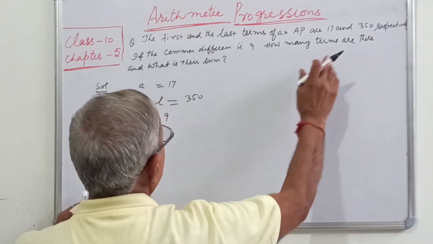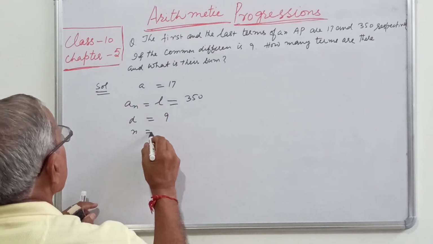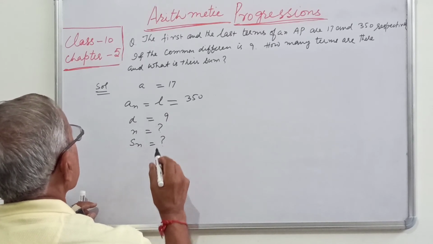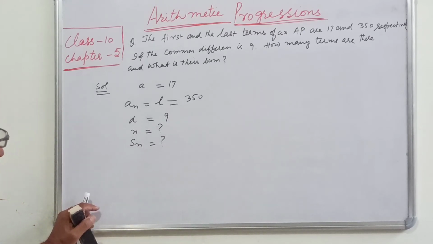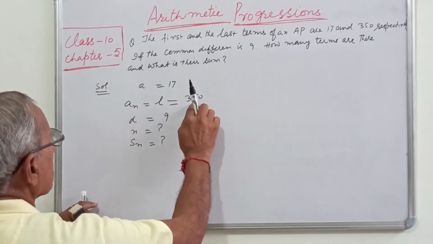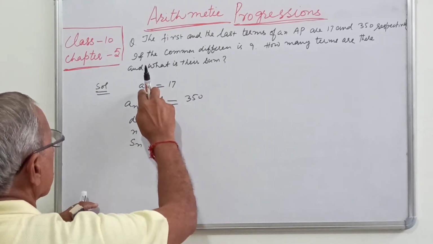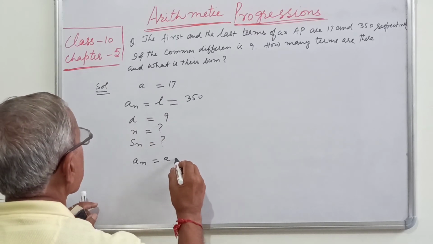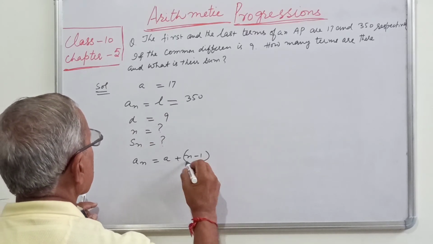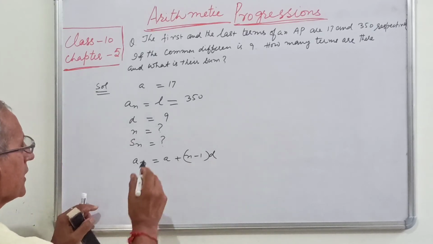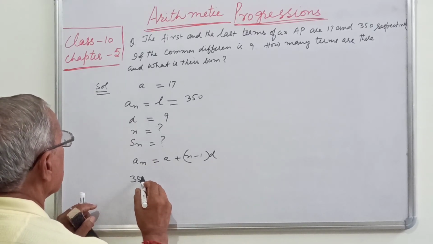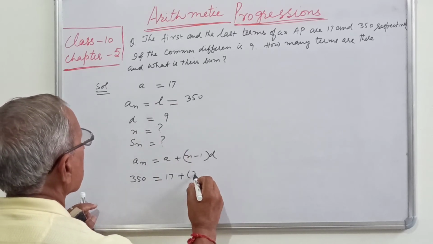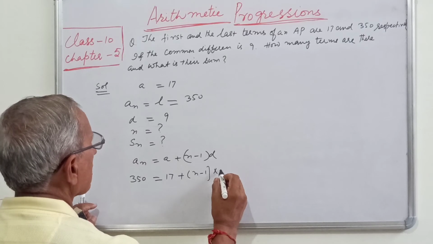So how many terms are there? So we have to find the value of N and next is find SN. ये दो पार्ट हमें इसमें निकालने हैं. So AN given is 350, D is given, A is given. So using formula of AN, so AN is equal to A plus N minus 1 into D. So AN is 350, A is 17, N minus 1 and D is 9.